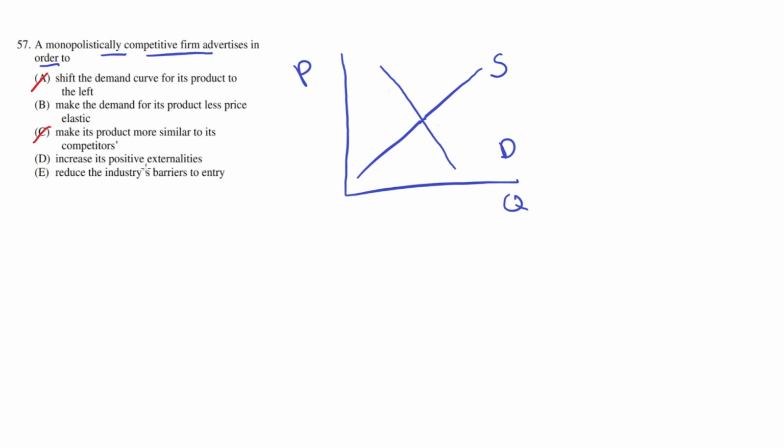D. Increase its positive externalities. This is incorrect because advertising cannot increase a firm's positive externalities. Positive externalities are inherent to the good. You can't create positive externalities. So D is incorrect.